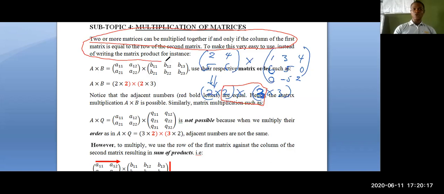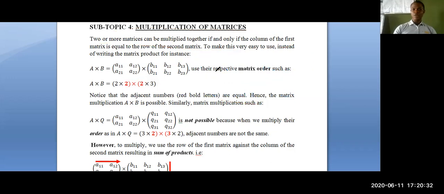Of course, that is what you find in textbooks. But of course, this is just the simplest way. As you can see, I have presented it in a Word document there. All right, so that is how we know whether two matrices are compatible under multiplication.